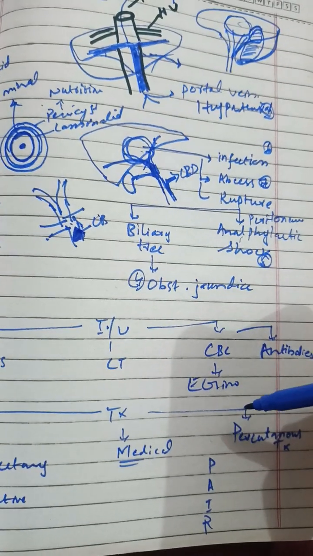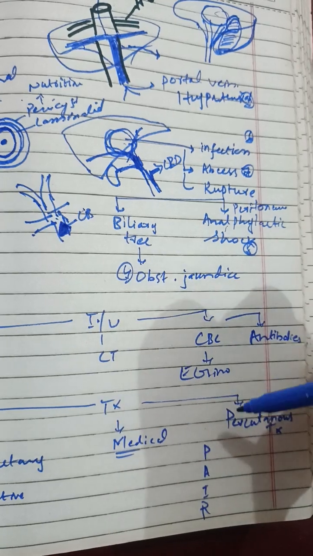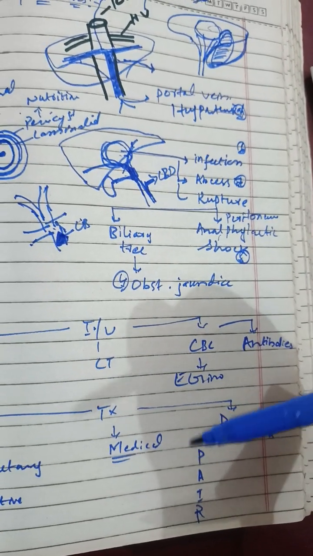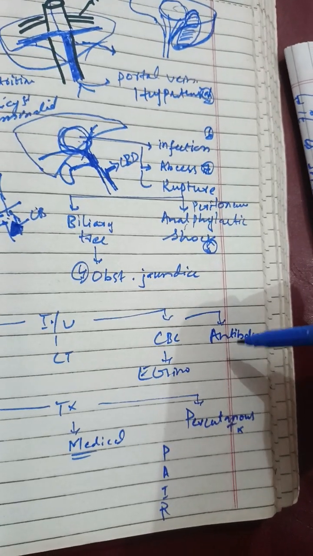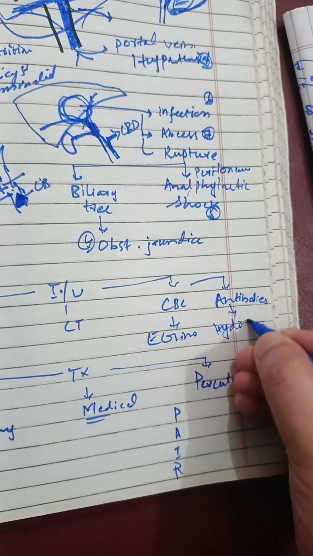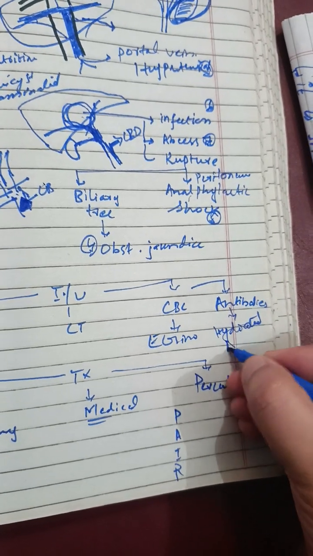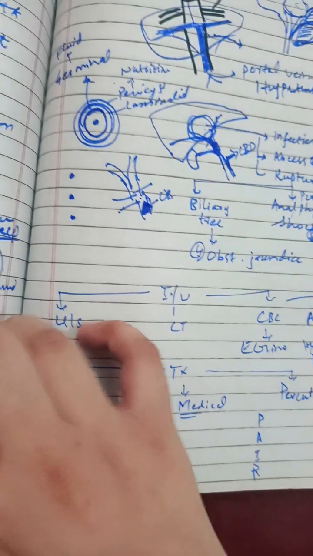Then we can do a CBC. In the CBC, we will look for eosinophilia, because eosinophils will be raised because of the parasite inside the body. Then we will measure the serum antibody. The serum antibody will develop against the hydatid antigen, the Echinococcus antigen. Then we will do treatment.